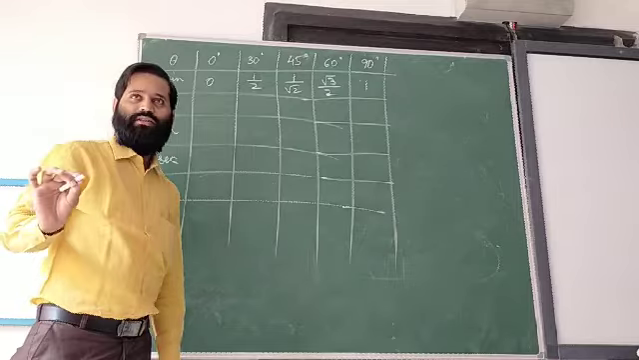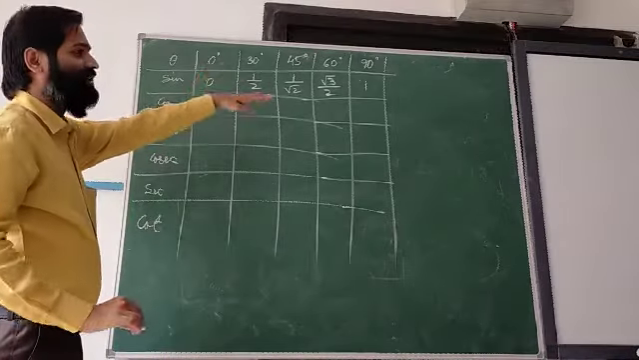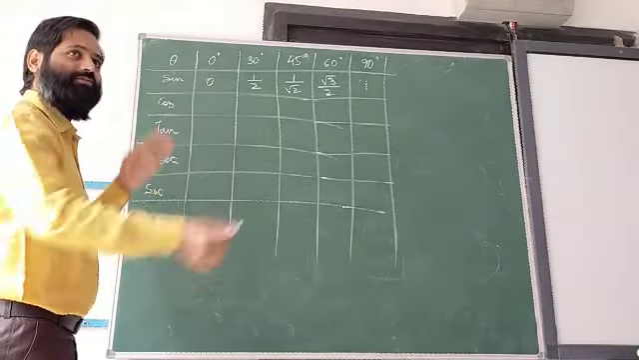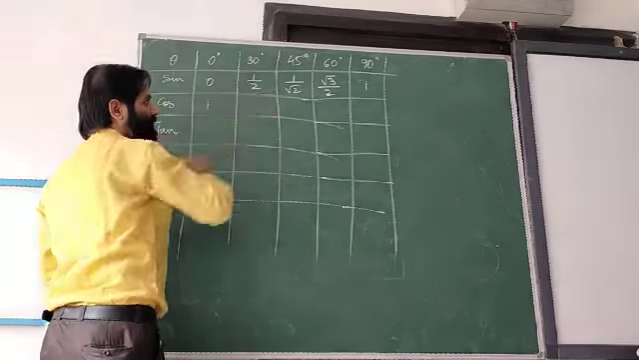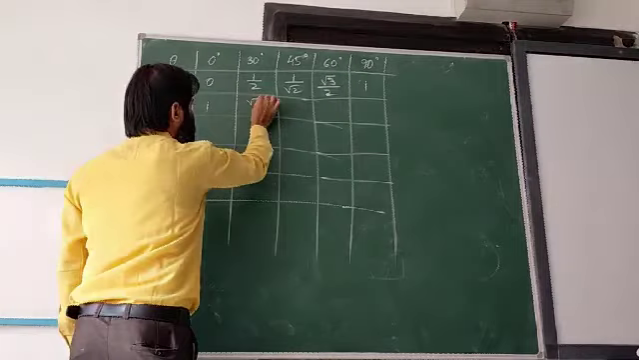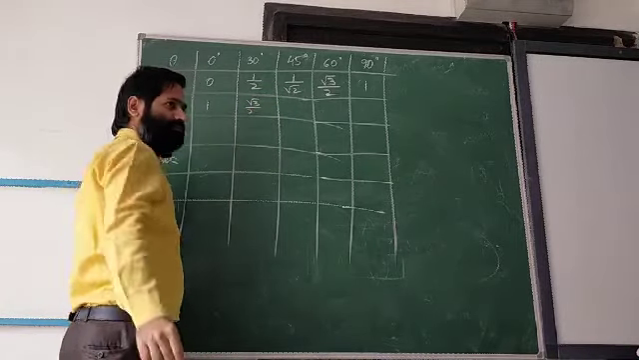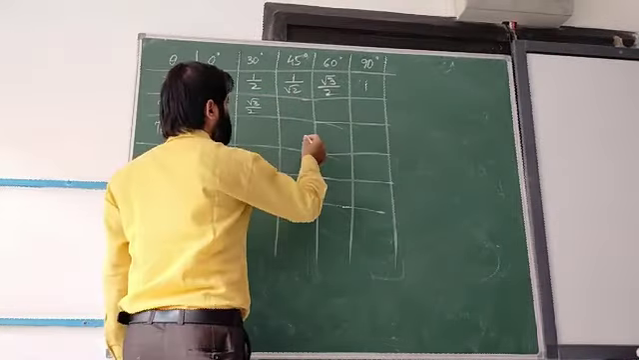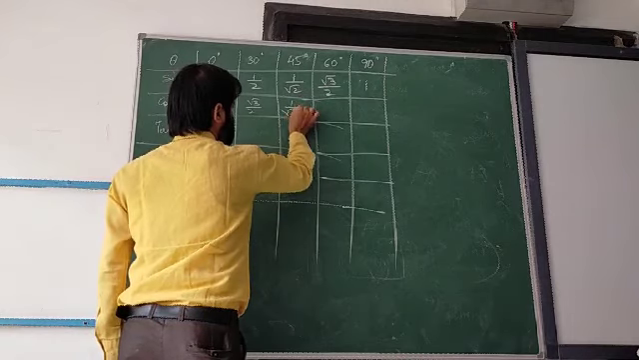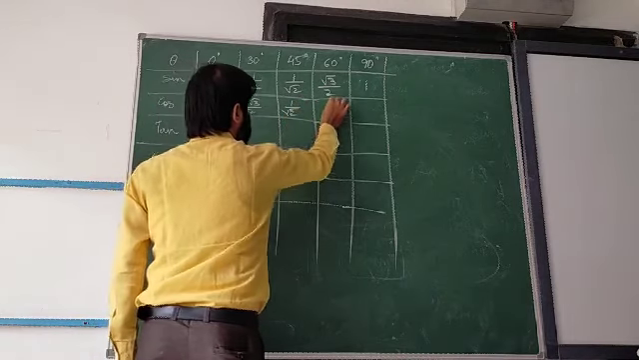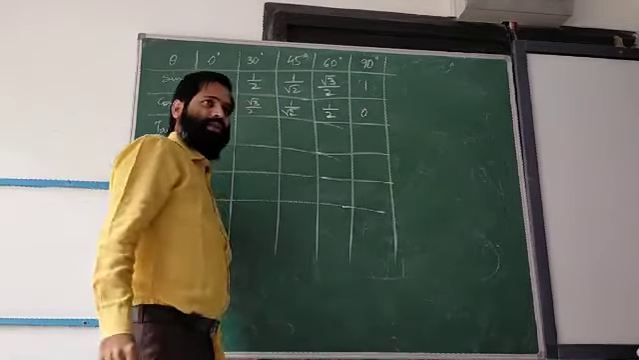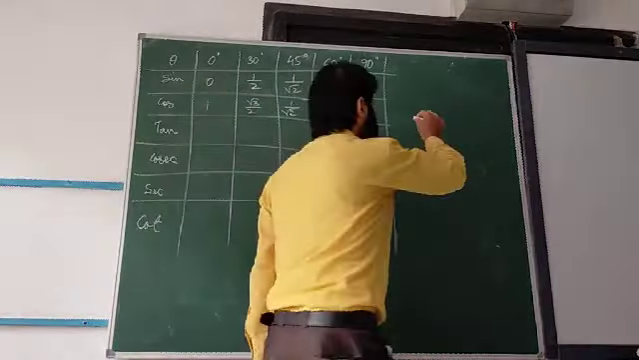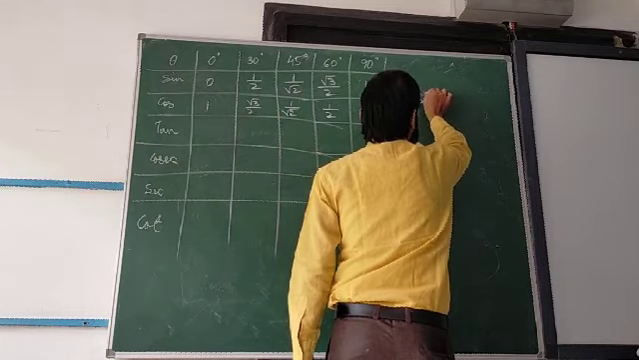Is it clear? Now cos means just the reverse of it. We keep 1 here. Next is root 3 by 2, so we write root 3 by 2 here. Next is 1 by root 2. Next is half. Next is 0. Okay? Now, Bittupan, sin theta equals what?